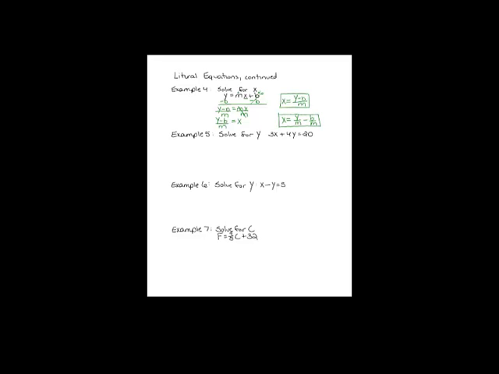For example 5, we have 3x plus 4y equals 20, and we're asked to solve for y. So first we want to get rid of the 3x. I'm going to subtract 3x from both sides. On the left we have 3x minus 3x. That goes to 0, leaving us with 4y equals 20 minus 3x. Again, these are not like terms, so you can't combine them. All you can do is write them out on one line.